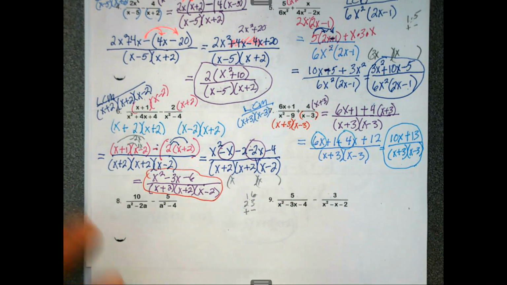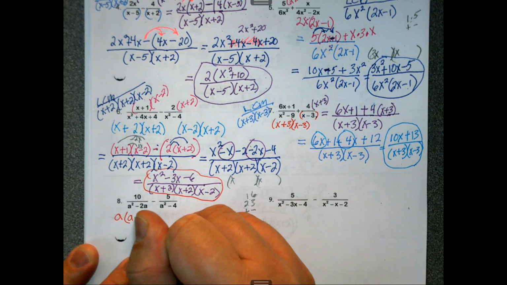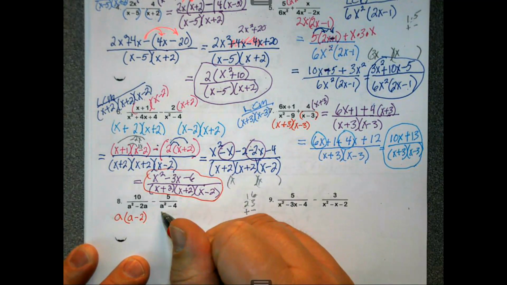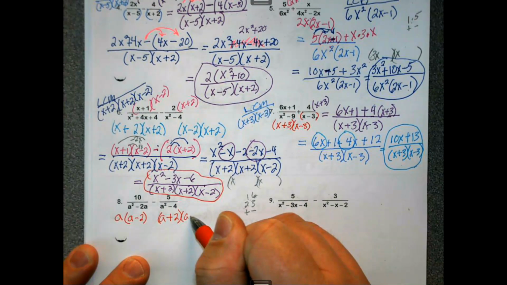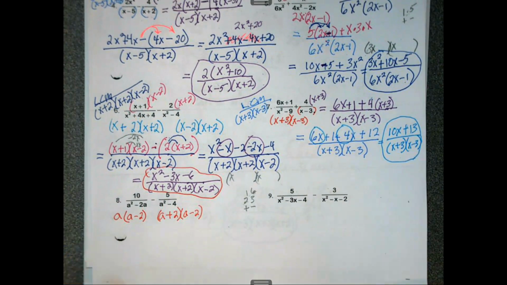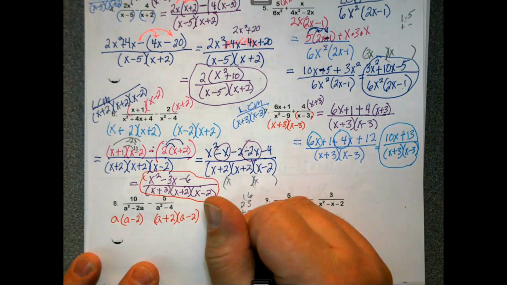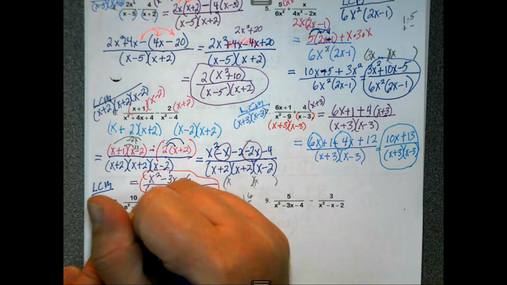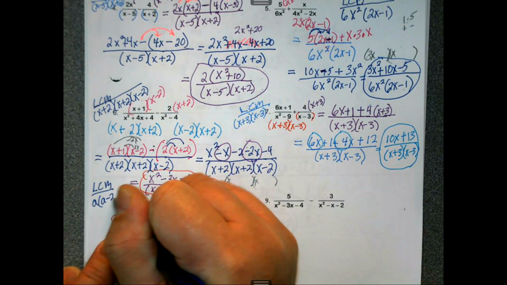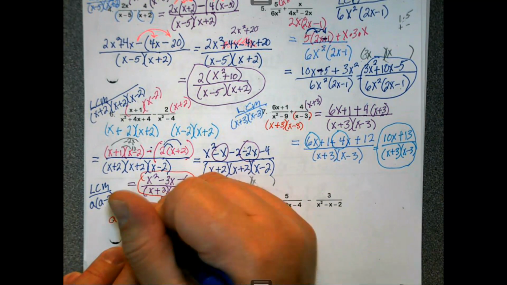Actually, number 8 doesn't look that bad either. Let's factor. I can take out an a minus 2. Here, difference of squares, a plus 2, a minus 2. So my LCM is a minus 2, and I got an a minus 2 already, so I need an a plus 2.